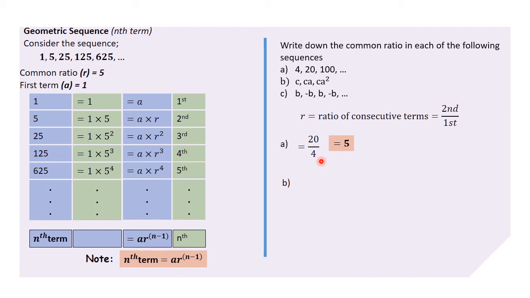For the second part, which is c, ca, ca squared, the common ratio must be ca divided by c, which is the same as ca squared divided by ca, and obviously the answer is simply a. For part C, the common ratio should be minus b divided by b, or b divided by minus b, and the answer will simply be -1 in all of those cases.